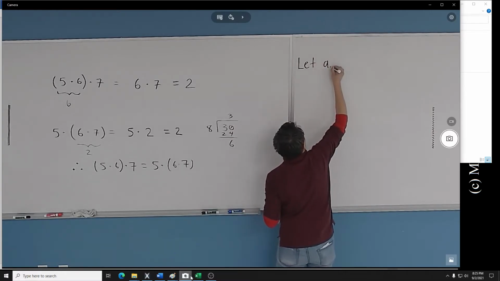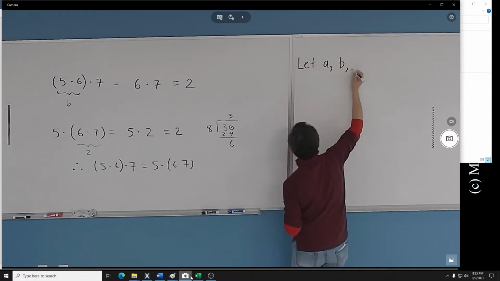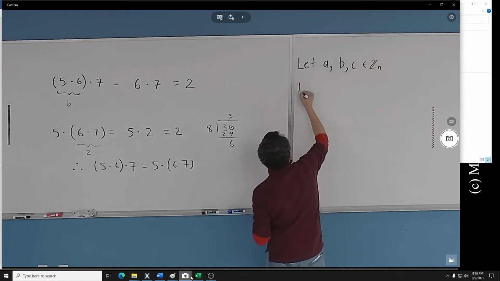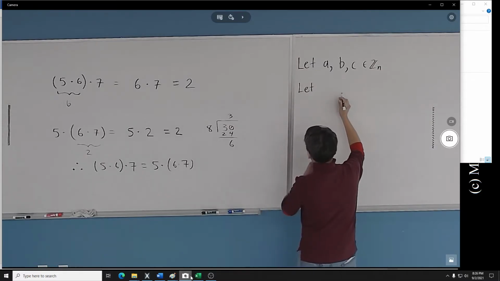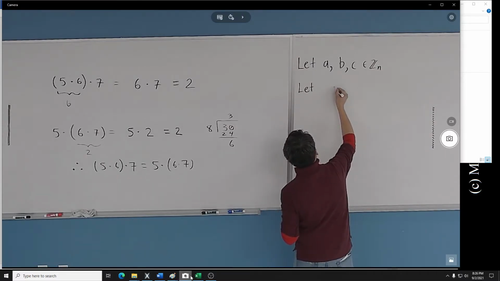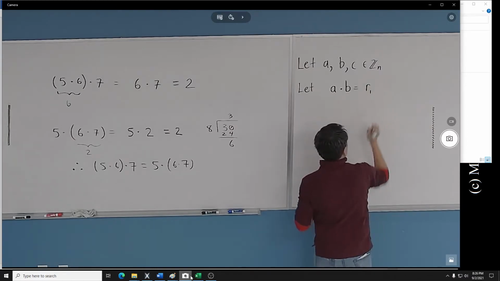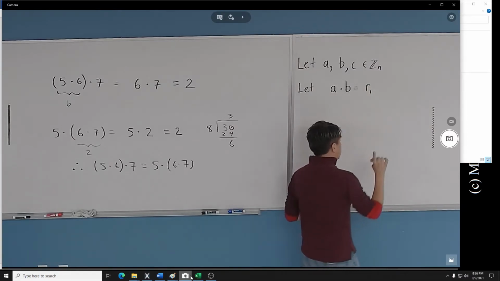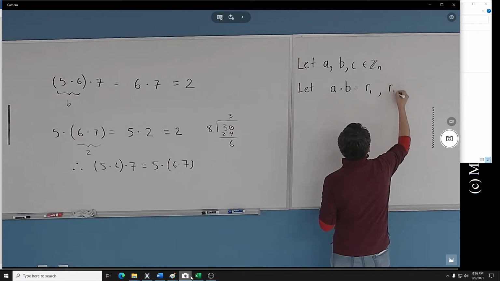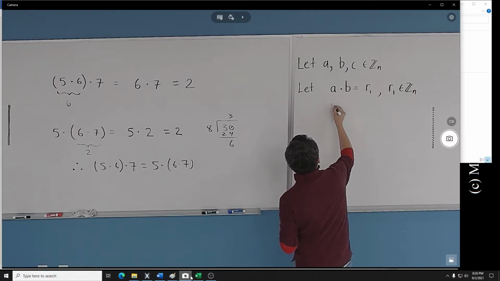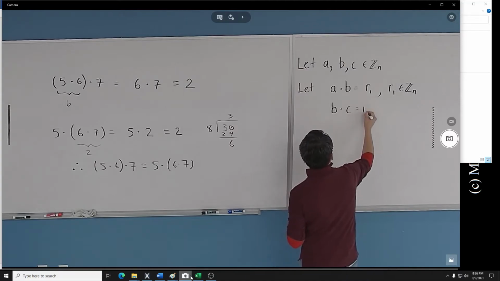Let A, B, C be elements in Zn. Also let the product modulo n of A and B be equal to R1, where R1 is a remainder modulo n. So R1 belongs to Zn. Also let the product modulo n of B and C equal R2.